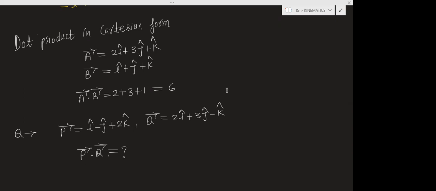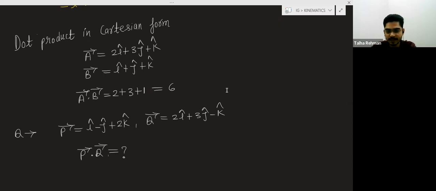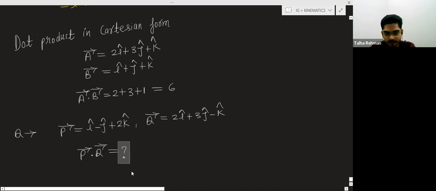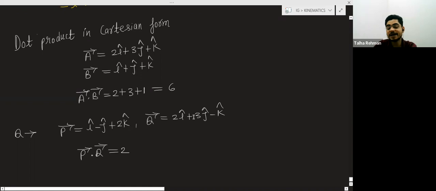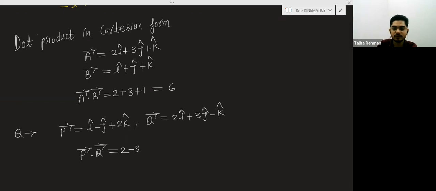So I'm getting -3. Okay, just check your answer. I am solving. So basically, you will multiply 1 with 2, the coefficient of i cap is 1 and this is 2, so here it will be 2. And here is minus 1 and 3, so it will become -3. Here is 2 and minus 1, so it will become -2. Very good, -3. Very good, Shafuddin.